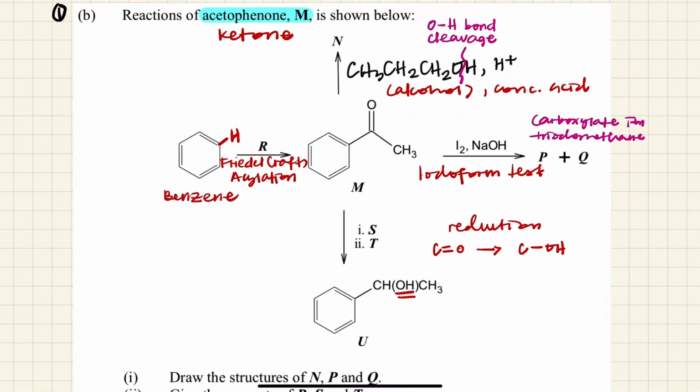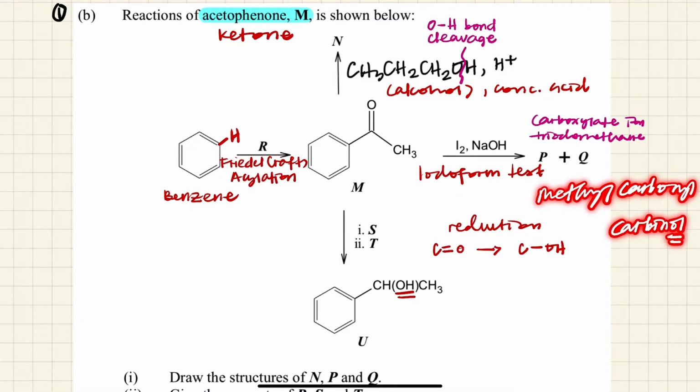And then for P and Q, we're going to look at what reagent we have. We have alkaline iodine, so this is actually your iodoform test. You know that your iodoform test is to detect your methyl carbonyl or methyl carbinol. Carbinol means your alcohol, carbonyl means your C double bond O. In this case, we have a methyl carbonyl.